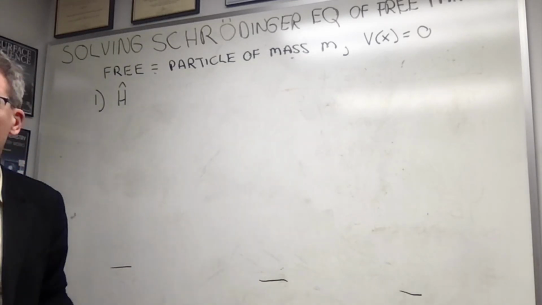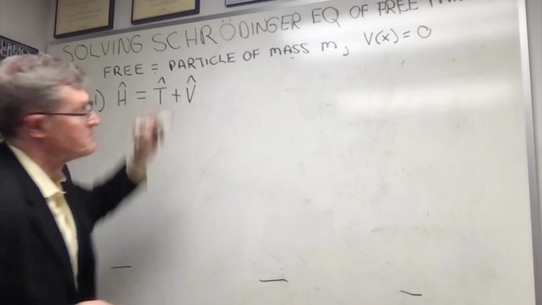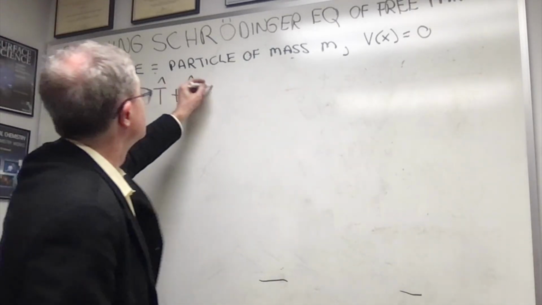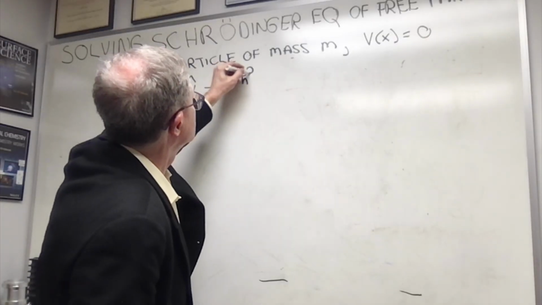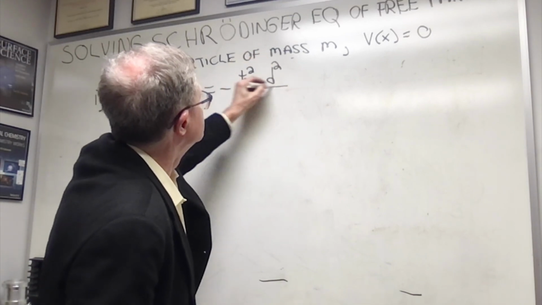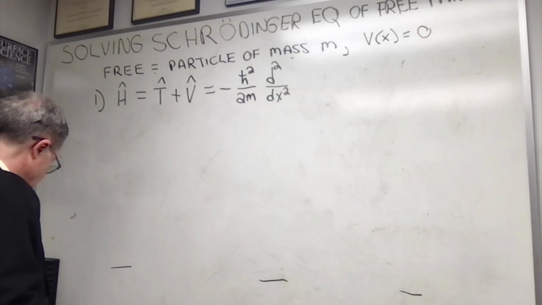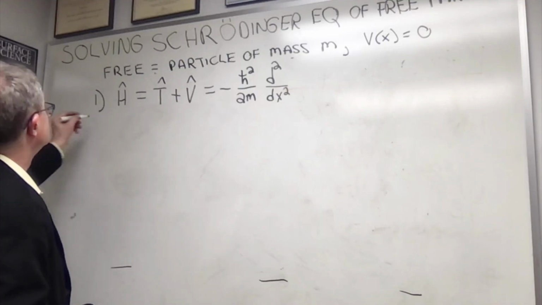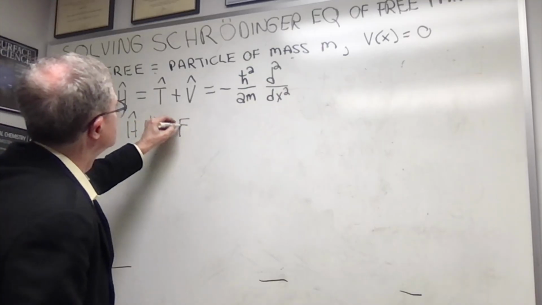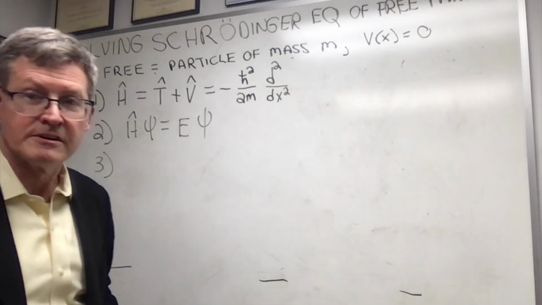So first, we're going to write down our Hamiltonian operator. H hat, of course, for the operator, is equal to a kinetic energy plus a potential energy operator. We already said potential is equal to 0, so we can drop that, but the kinetic energy part always looks the same: h bar squared over 2m times the second derivative with respect to x squared. Next, we're going to substitute that into the Schrödinger equation. And then third, we find the wave function.